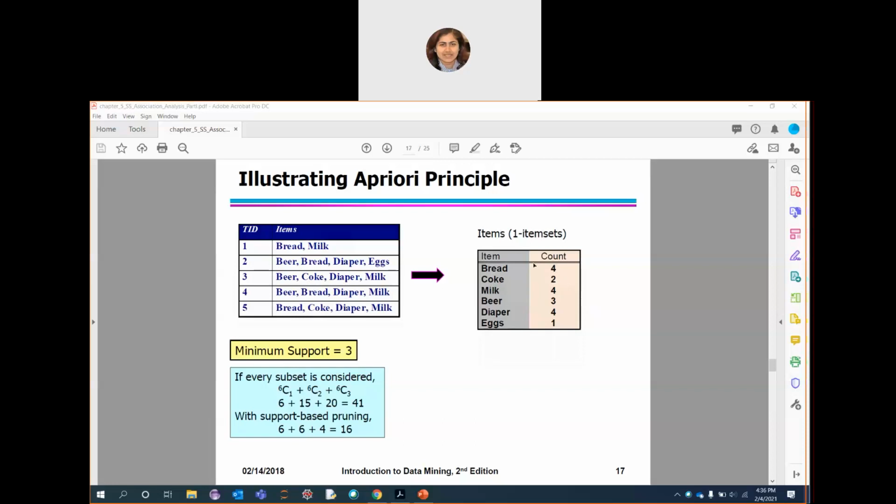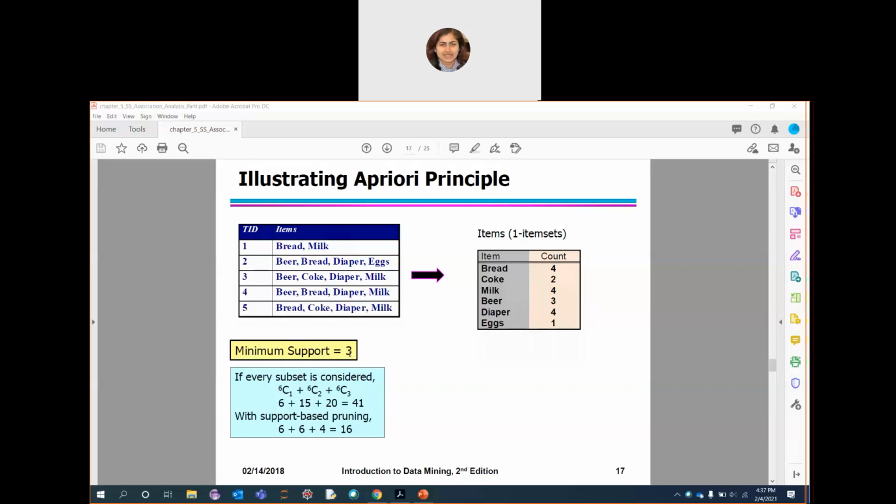So like this, just write down the counts of how many times each item occurs in the transactions. And one more thing, you need to determine the minimum support threshold, the min sup, which I was telling you about. So minimum support will be considered as 3 here.